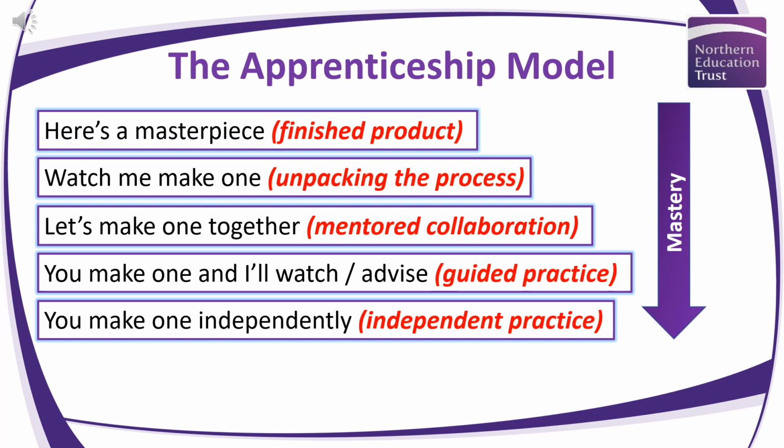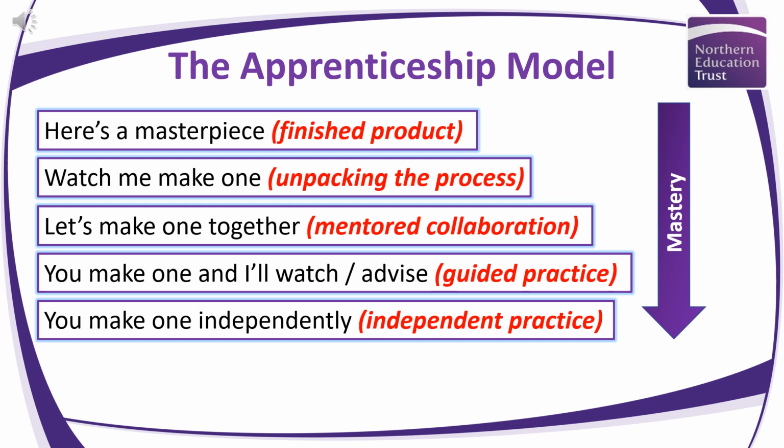Now, the apprenticeship model basically starts with the student being the apprentice, someone who doesn't know anything about what we're supposed to be doing, and they're working with the master, and the master, of course, in this metaphor is the teacher. So we start with, here's a masterpiece, and that's the finished product. Then the apprentice, the student, watches the teacher make the masterpiece, and that's about unpacking the process. Here's how it works, watch me do this.